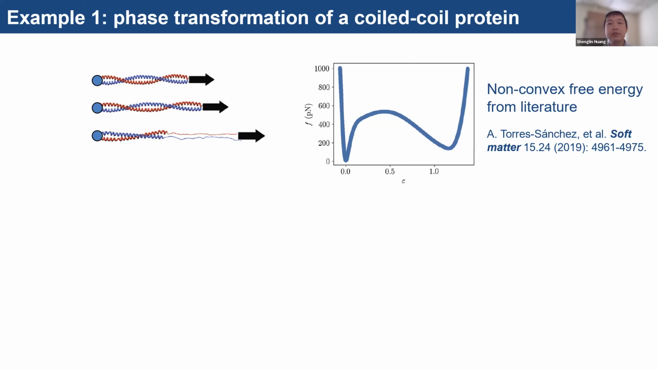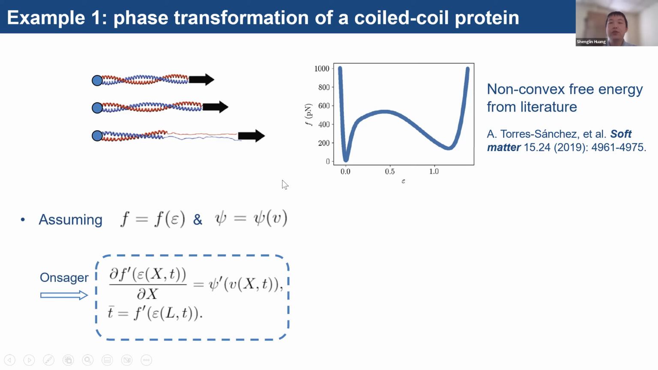In order to illustrate my neural net architecture, I'll use three examples to show it. The first one is a phase transformation process of the coiled-coil protein. This protein is described by a non-convex, double-well free energy profile. When you pull this protein, it will jump from the first minimum to the second minimum and have a phase transformation process.